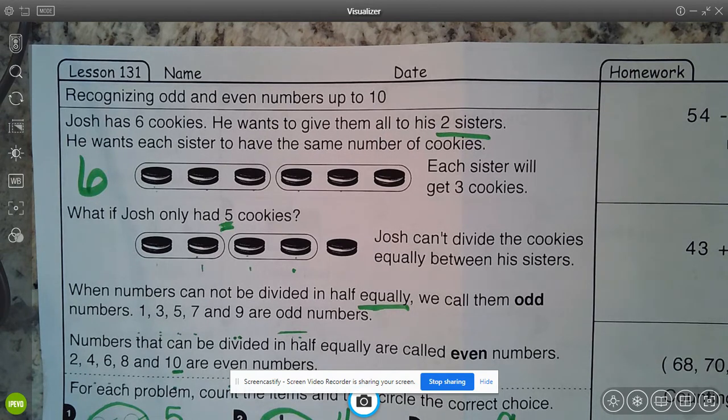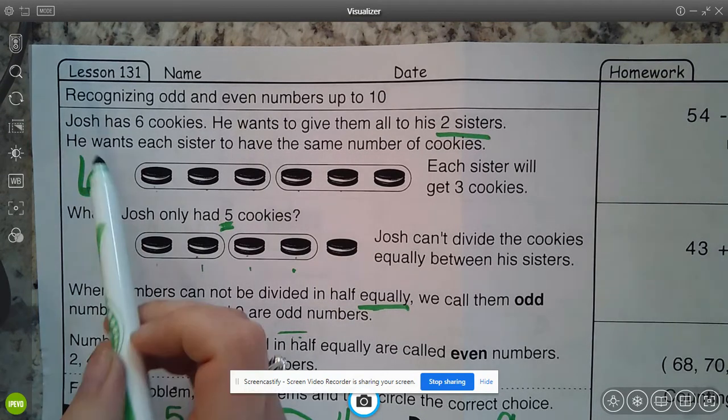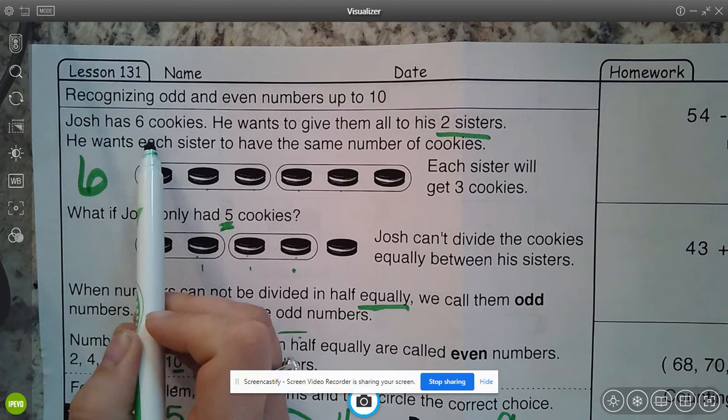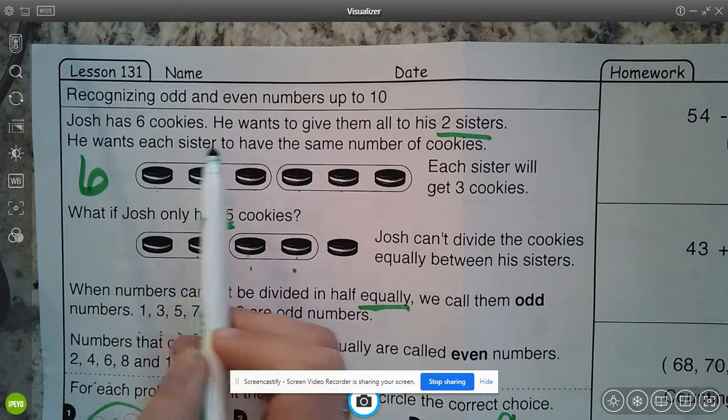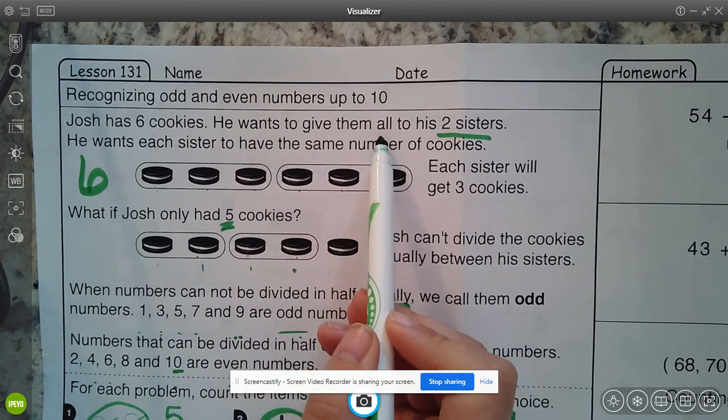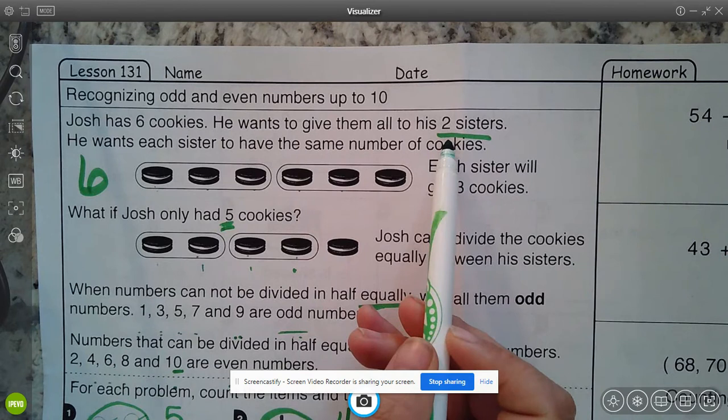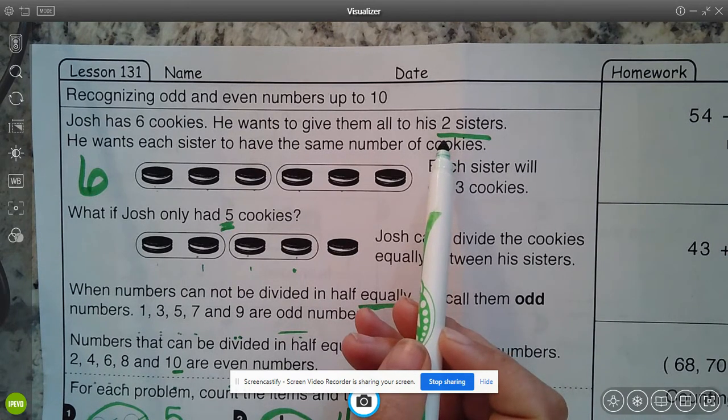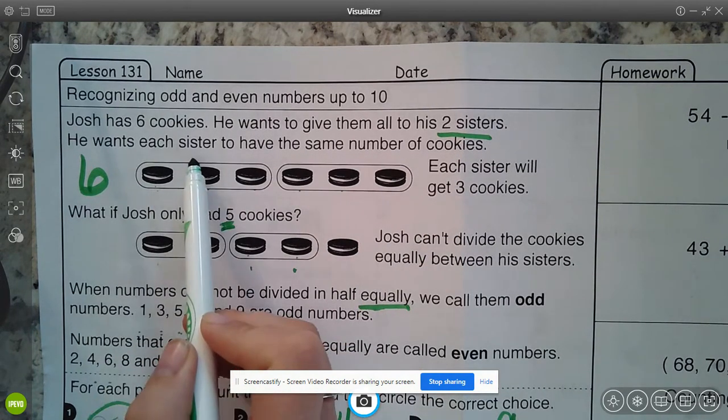On your screen, you see a word problem. We're going to work through a story to help us with even and odd numbers. Josh has 6 cookies. He wants to give them all to his 2 sisters. He wants each sister to have the same number of cookies.